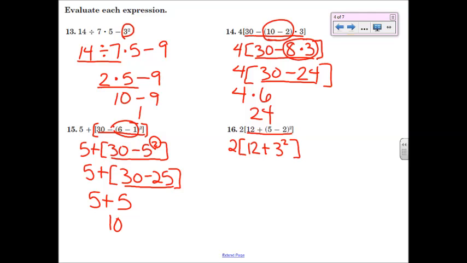Then I have an exponent, so I'm going to do that next. And 3 squared is 9. And then the brackets, the only thing I have left to do is 12 plus 9. So I have 2 times 12 plus 9 is 21. And then the last step is to multiply 2 times 21, which is 42.